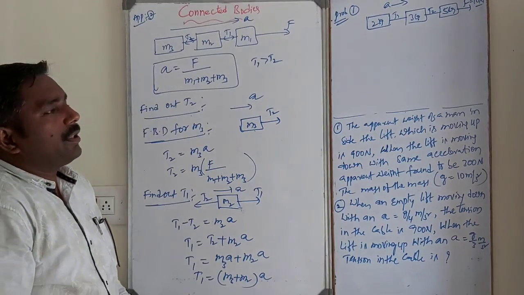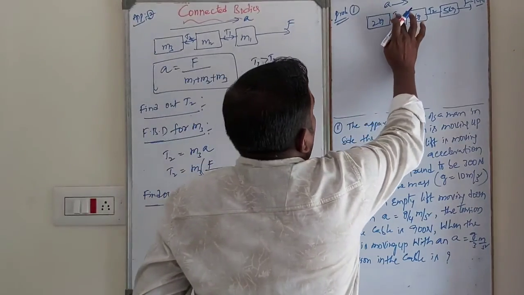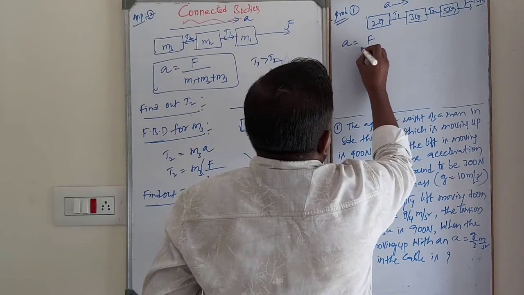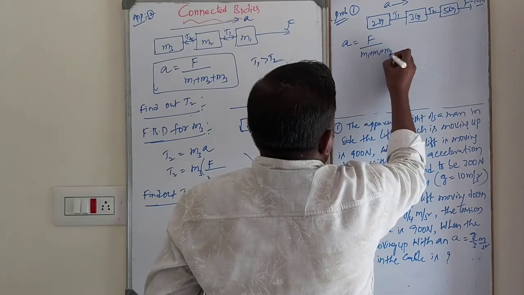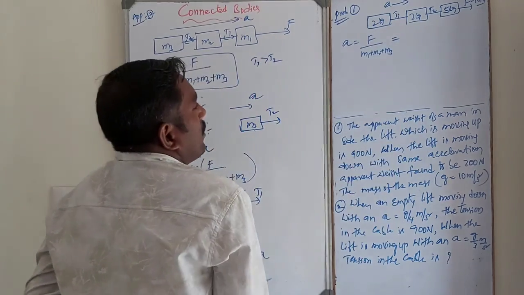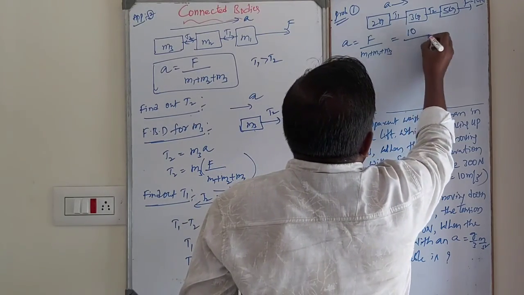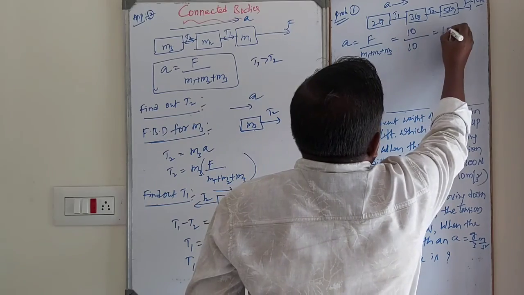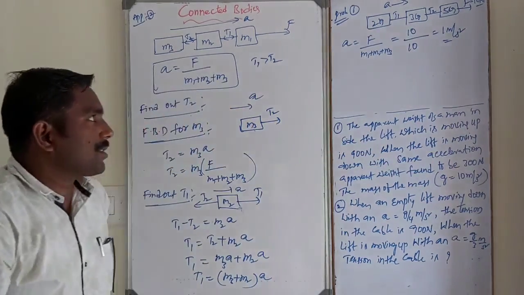How to find out T1? So before we find out the T1 value, what is the acceleration? Acceleration is equal to total force by total mass, m1 plus m2 plus m3. So a is equal to 10 divided by m1 plus m2 plus m3, that is 10 divided by 10, equal to 1 meter per second square. This is a common acceleration of the system.